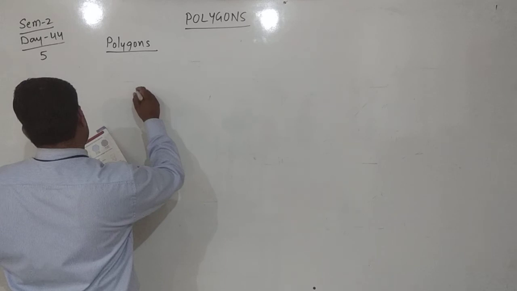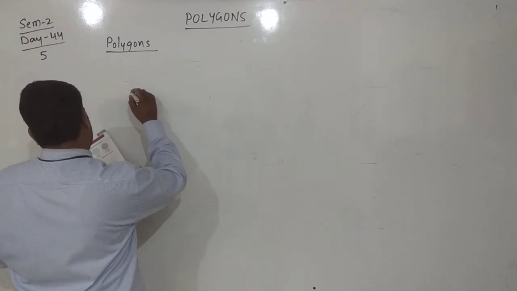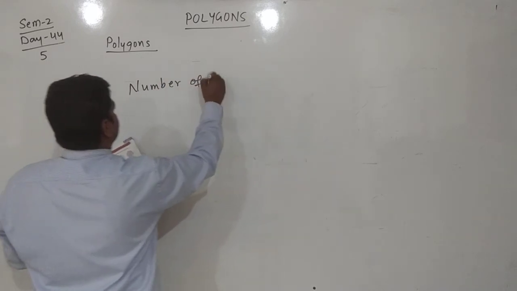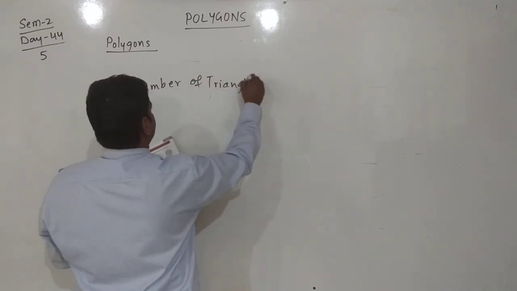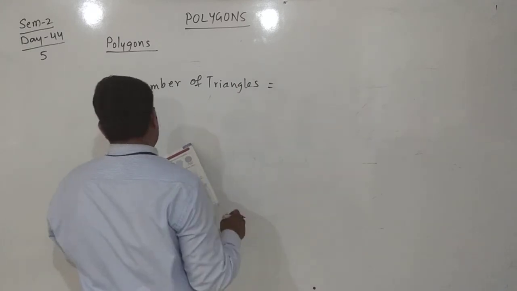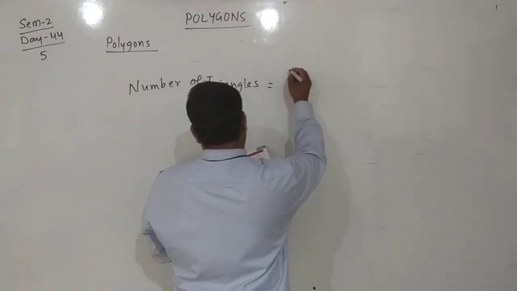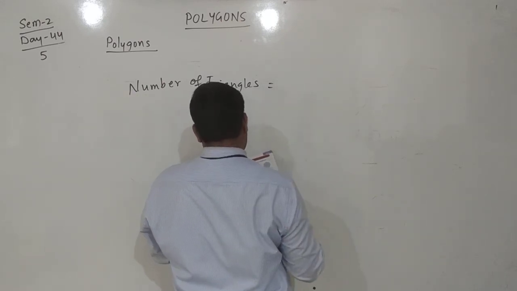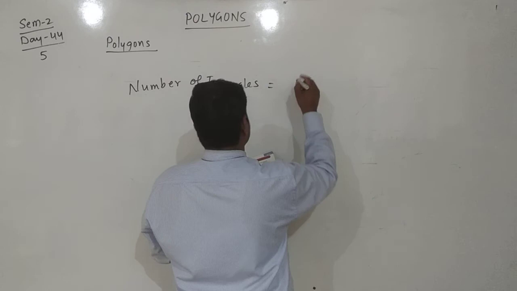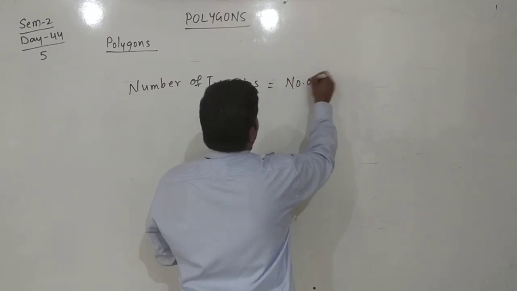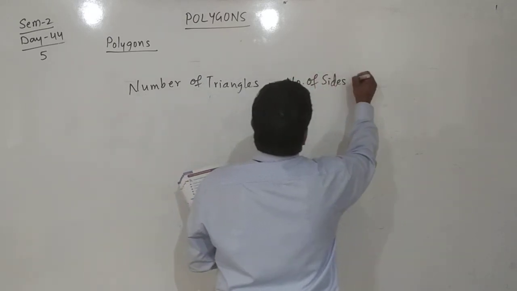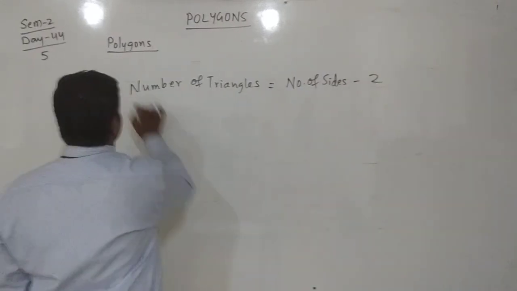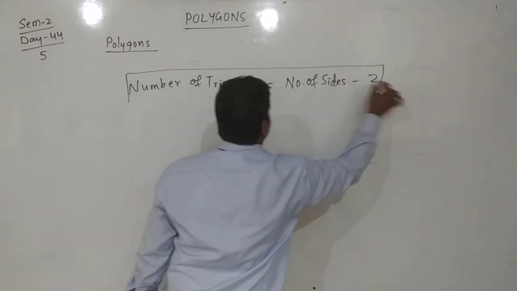Number of triangles is equal to the total number of sides minus 2. Number of sides minus 2. Then we get the number of triangles.